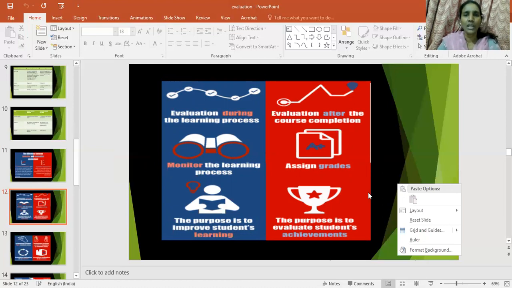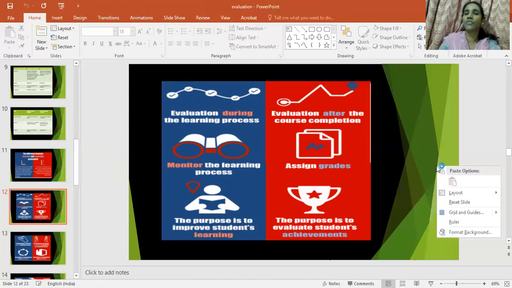Now evaluation after the course completion, means at the end of the academic year or at the end of the course, we are going to evaluate these students. And the next point is monitor the learning process. In the formative evaluation, always teachers are going to monitor their learners. And in the summative, the teachers are going to assign the grades, A plus, B plus, 70%, 80%. Okay. So here the teachers are going to assign the grades.